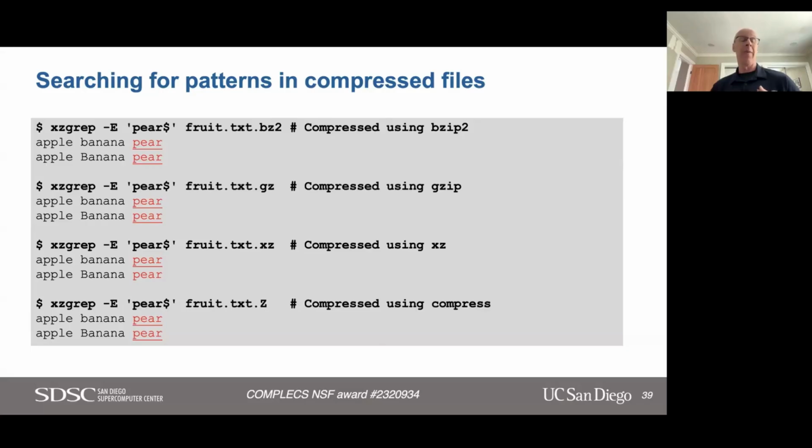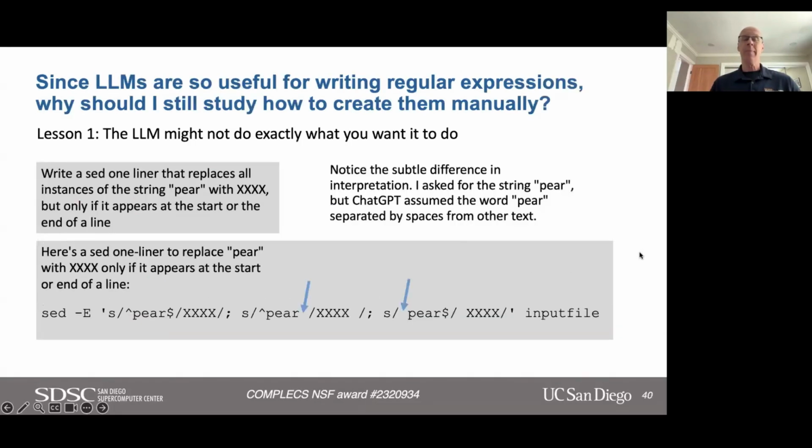So for example, if it ends with bz2, xzgrep knows that it's working with a file compressed using bzip, and so on. And if you work through these examples, the fruit.txt, bz2, gz, xz, and .Z, these are all the fruit.txt files just compressed using different tools. So we are just about done.